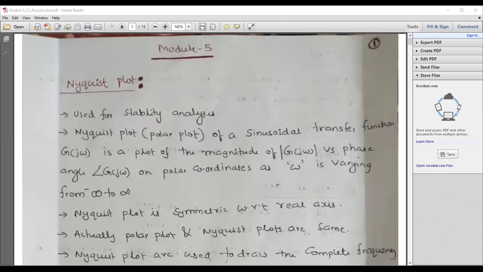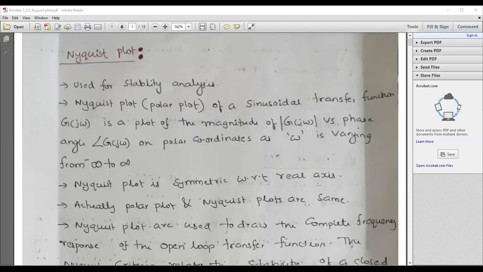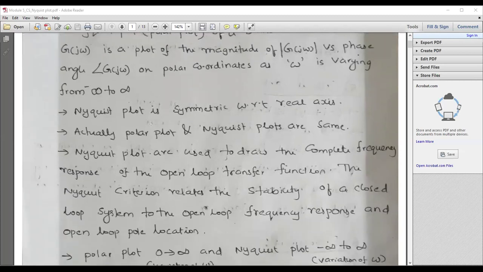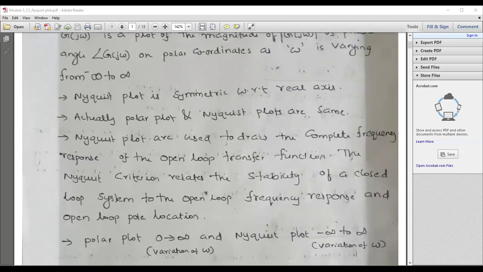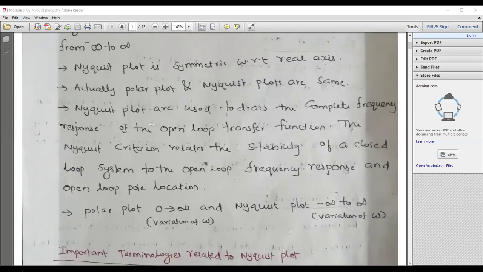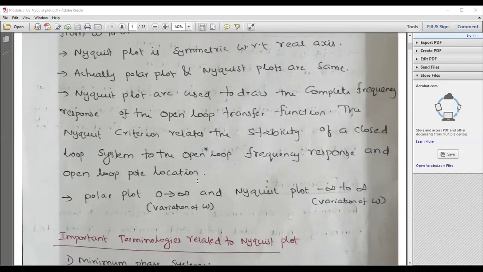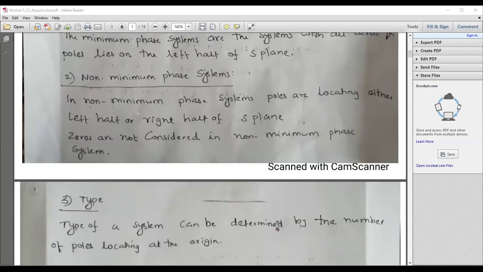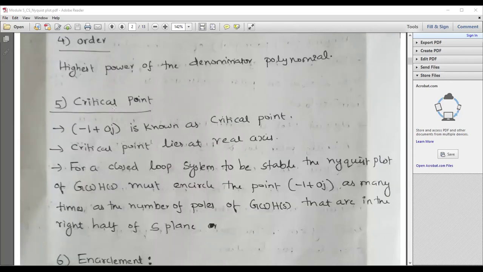I'll be showing you a glance at the Nyquist plot. It is also known as the polar plot, mainly used for determining stability. The definition is already given. The Nyquist plot is symmetric with respect to the real axis. Actually, the Nyquist plot and polar plot are identical. There is no difference, so don't get confused about Nyquist and polar plot. It is used to draw the complete frequency response of an open loop transfer function. That is a specialty of the Nyquist plot. Important terminology includes minimum phase system, non-minimum phase system, type, order, and critical point.